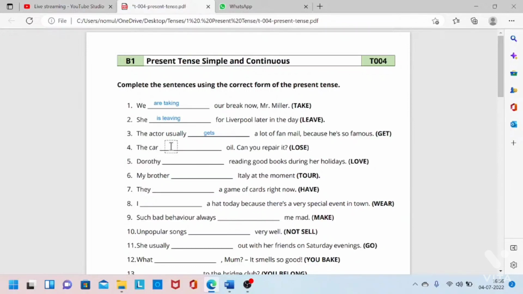The car dash oil, can you repair it? So the car is losing, okay, they have already given here losing oil, can you repair it? Okay, can you repair it?